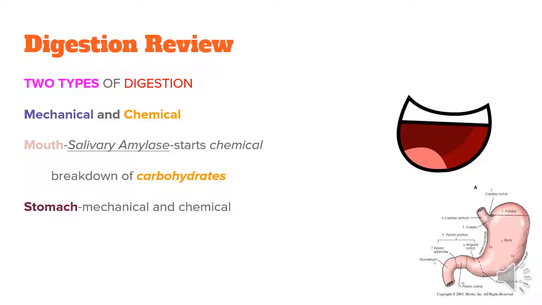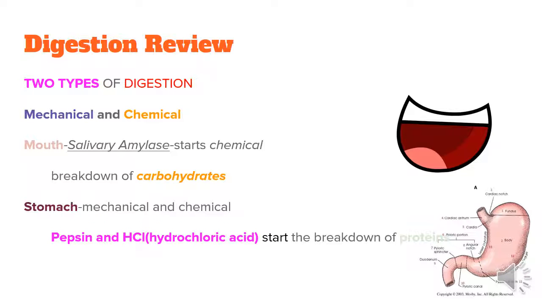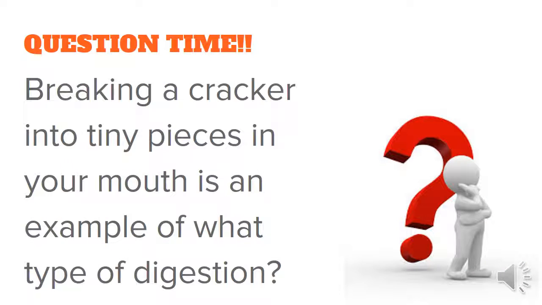Stomach, mechanical and chemical breakdown. You've got the hydrochloric acid, which kills the bacteria, and having the HCl kick in causes pepsin to come in and help break down the proteins. And then you've got chyme, which is the everything all together kind of mushy. And yes, that's a technical description.